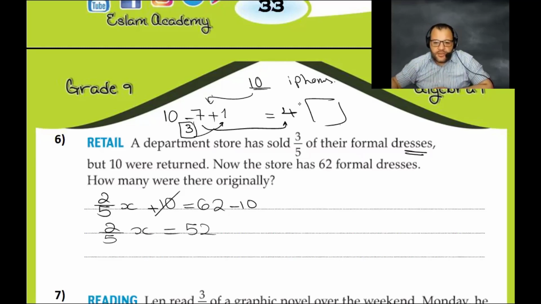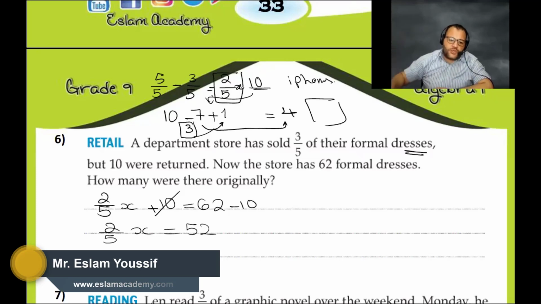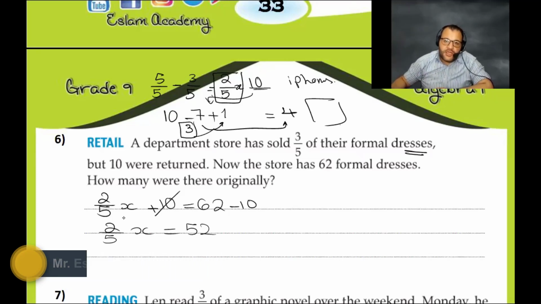That is the question. Now the store has 5 over 5 pieces. Is that right? Yes, because this is the full fraction, 5 over 5. Yes, then you minus what is sold, 3 over 5. So how many pieces remain? 2 over 5. That is the 2 over 5 of all of the total.